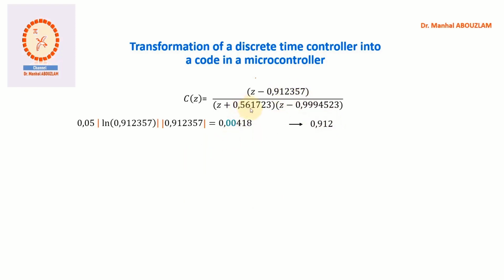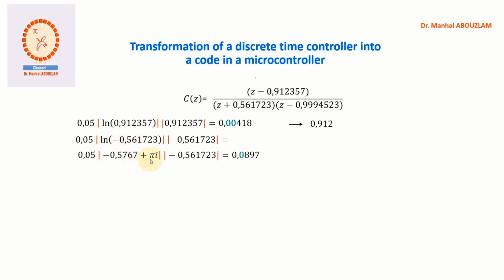Okay. Now for this pole, we can observe that we have a negative real number. It's not a problem. Natural logarithm can give a complex number. Finally, we will calculate the norm, where the norm is a real positive number. Okay, after calculation, we can find that we have 1 0. So 1 plus 1 is equal to 2. So we will keep 2 digits after decimal point.